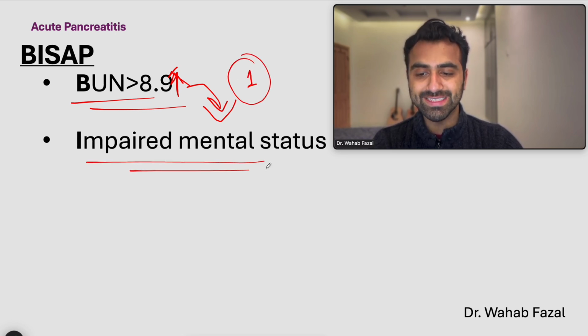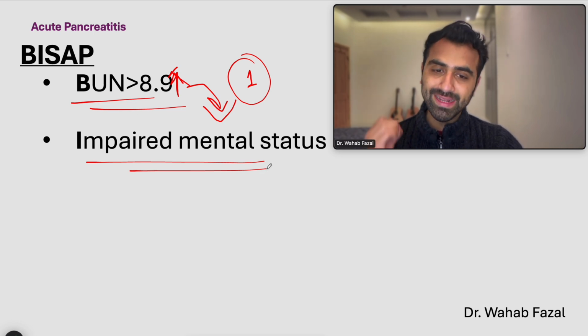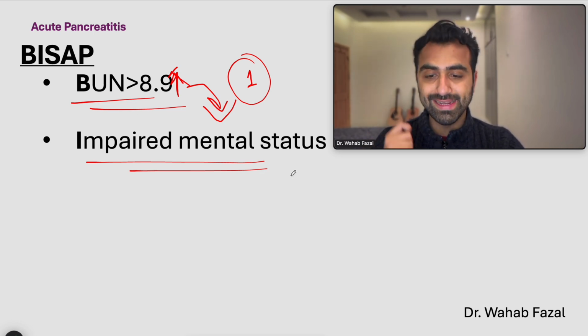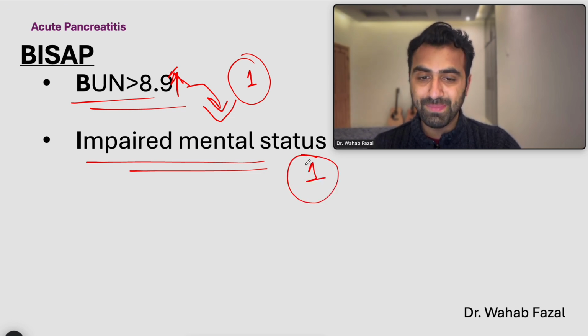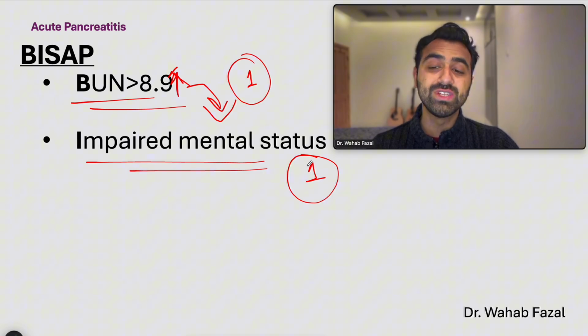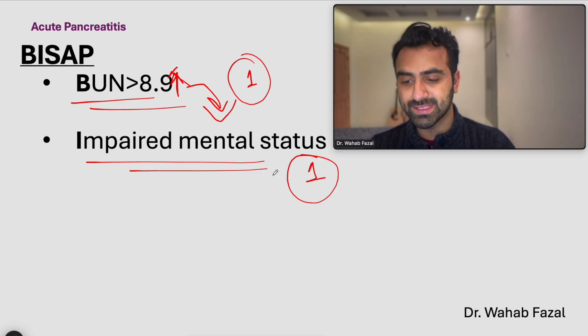Then impaired mental status. Definitely. Remember, your body tries to preserve your brain at all times. Your body tries to preserve the mental status at all times, tries to give as much blood to the brain as possible. So if you have impaired mental status, that is bad. That usually indicates a severe pancreatitis.